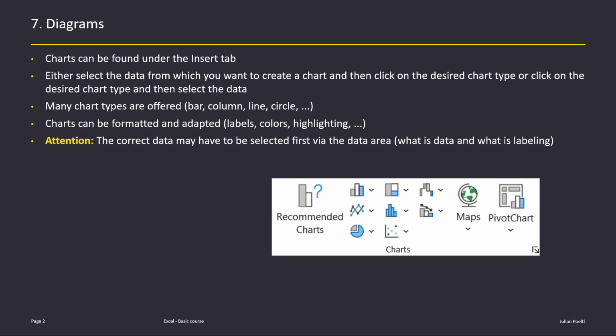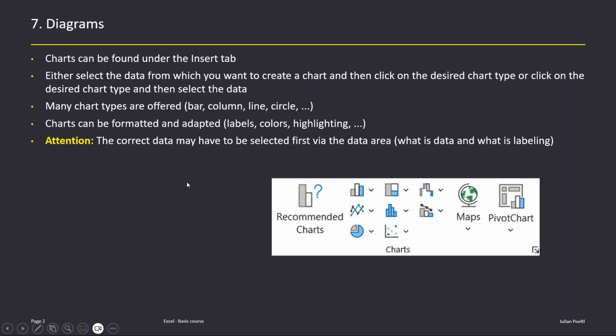There are many chart types that are offered. There are also a lot of add-ins you can buy, or sometimes get free of charge, for additional chart types, for example, bar charts, column charts, line charts, circle charts, waterfall charts, and so on. The charts can be formatted and adapted extensively with labels, colors, highlighting, and multiple other options. And you can do as you wish.